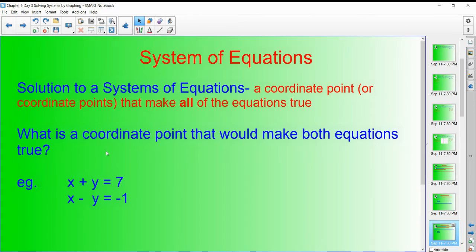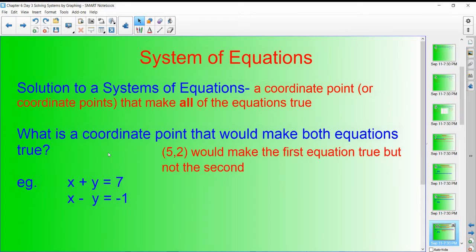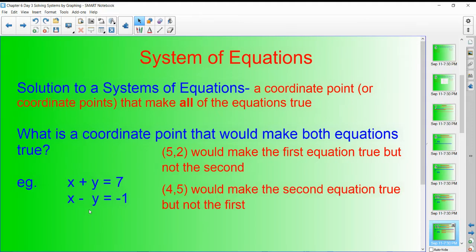I tend to hear people say, okay, I can do this top one. I can pick two numbers that add to 7. Well, 5 and 2. And that works, except it doesn't work for the second equation. So that's a problem. Then I always have other students tell me, okay, I know that x minus y equals -1. Maybe I'll pick 4 and 5. 4 minus 5 is -1, but 4 plus 5 doesn't equal 7.